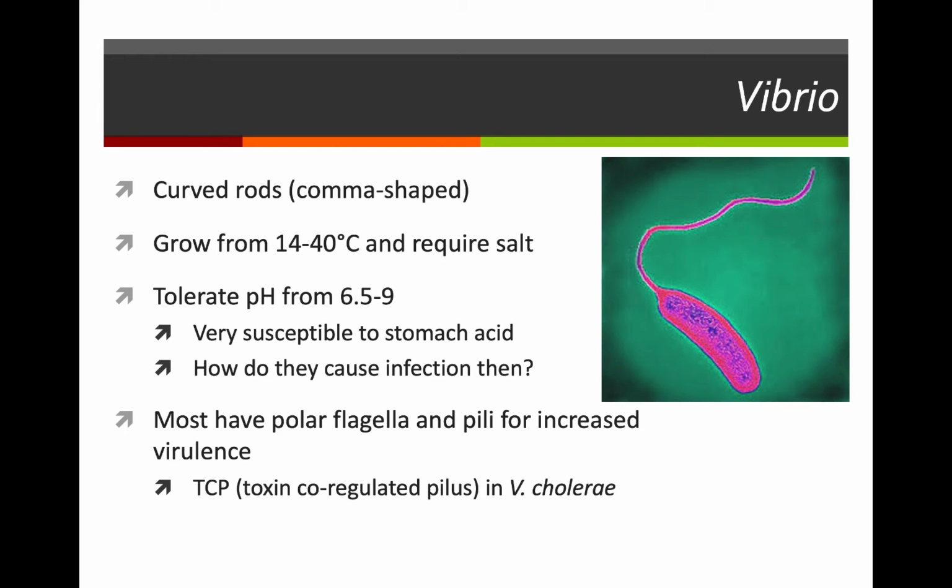The majority of Vibrio species, like I mentioned, do have a polar flagellum. They also have pili to help them adhere better, and those that have a pilus tend to have increased virulence. In Vibrio cholerae, the species that causes the disease cholera, they have what's called a toxin co-regulated pilus that really helps them adhere to the gastrointestinal tract.